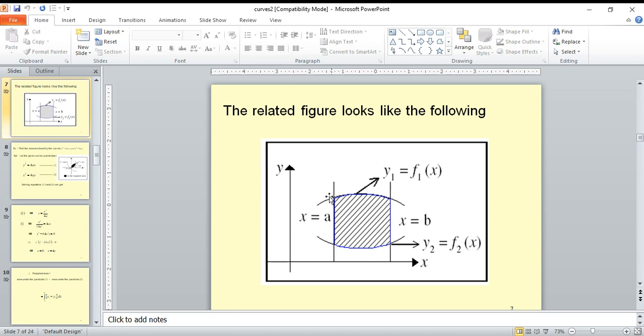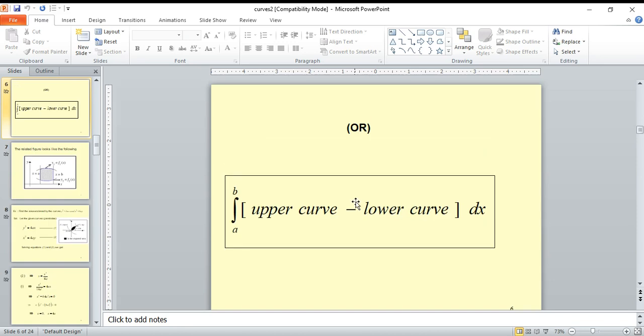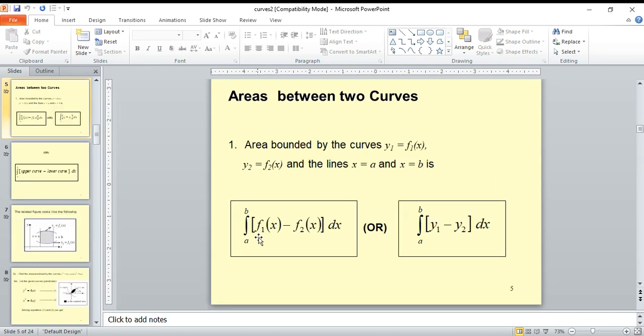So y1 equal to f1 of x is one of the curves, and y2 equal to f2 of x is the other curve, and x equal to a and x equal to b are the lines. We are finding this intersection area.